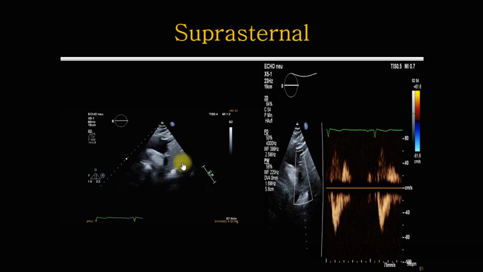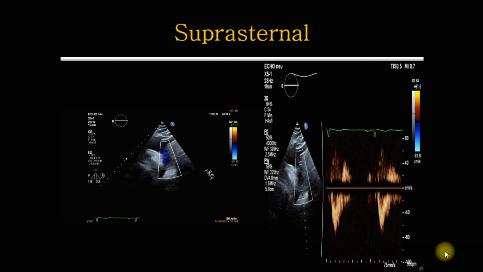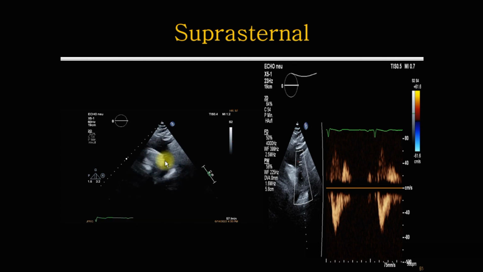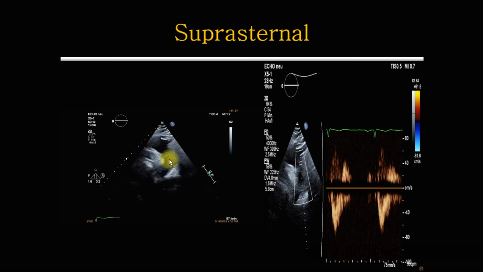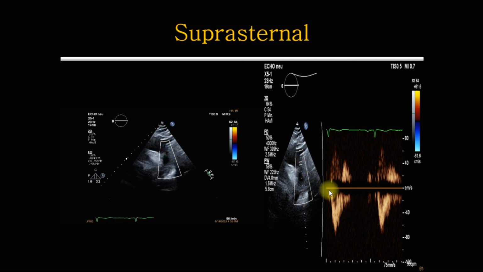This view is important and should be done as a standard echo view. For example, important information we can obtain from this view. Here I have placed color Doppler on the proximal part of the descending aorta. And here I have placed a pulsed wave.